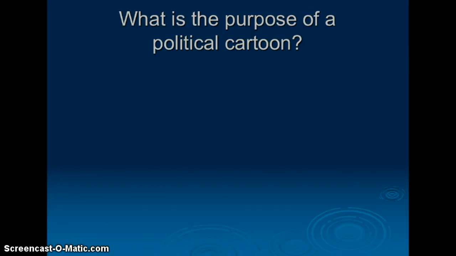But what is the purpose of a political cartoon? Remember, we talked about the fact that it's basically a visual commentary in which the individual, the cartoonist, is attempting to express an opinion, point of view, or perspective. But it also does other things.